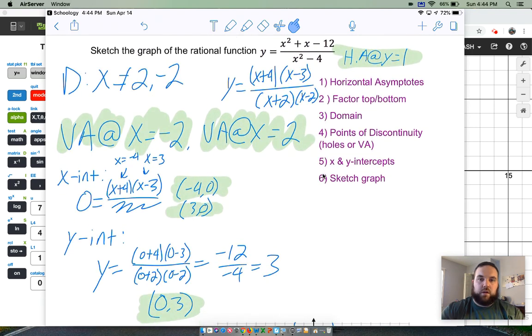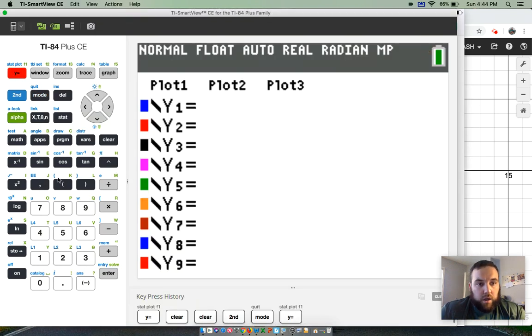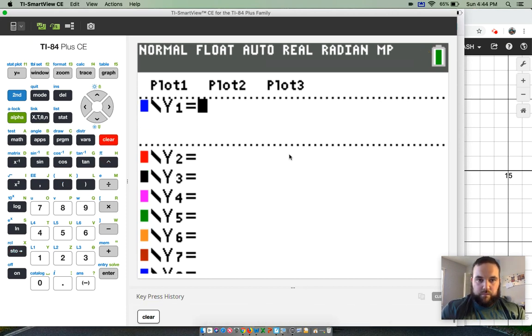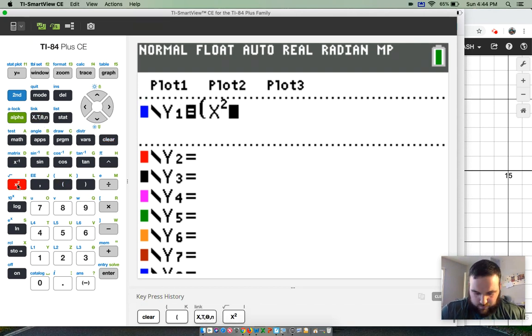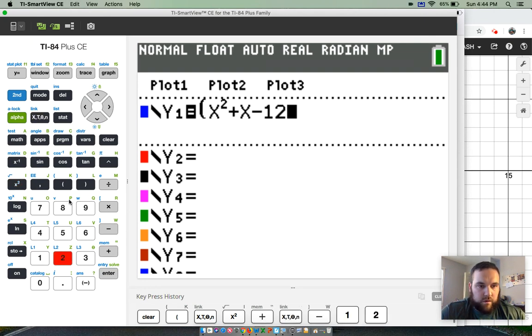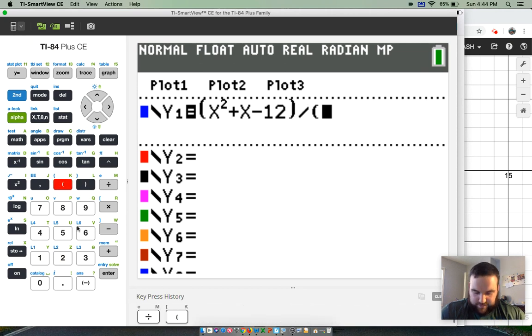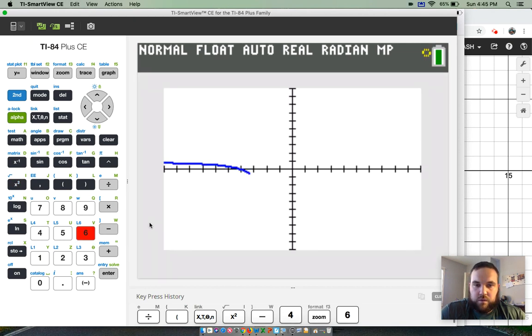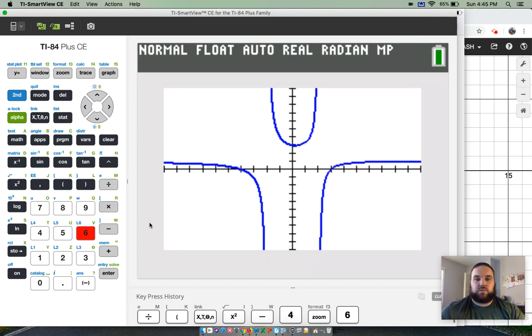I'm going to plug the actual function into the graphing calculator just to show you what this looks like. When you are typing this in, you do need to put both the numerator and denominator in its own set of parentheses. So I'm going to do x squared plus x minus 12, close the parentheses, and then we're going to divide by the denominator, which was x squared minus 4. I'm going to zoom standard. Okay, and I see that that's what the graph looks like.